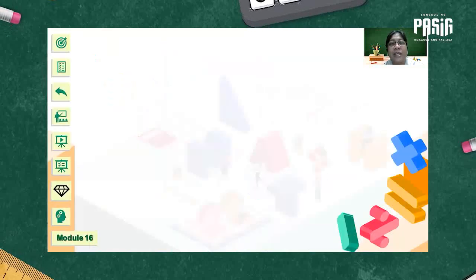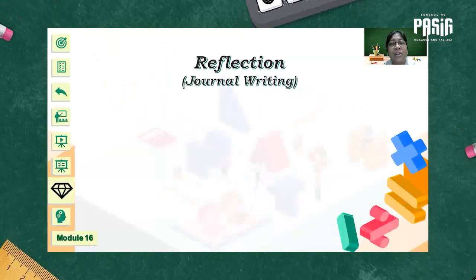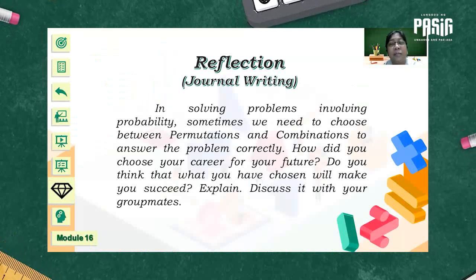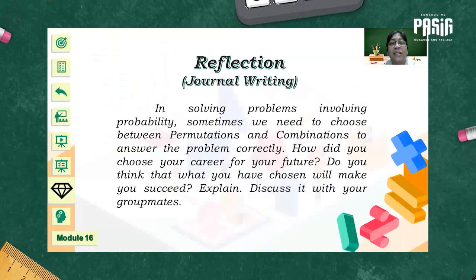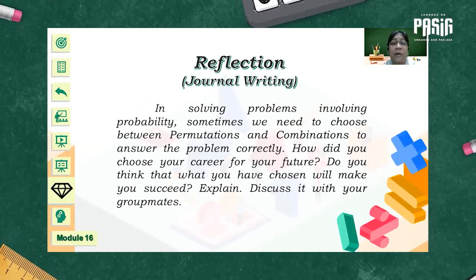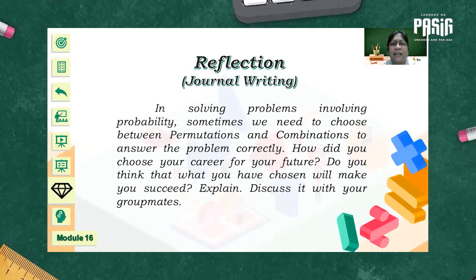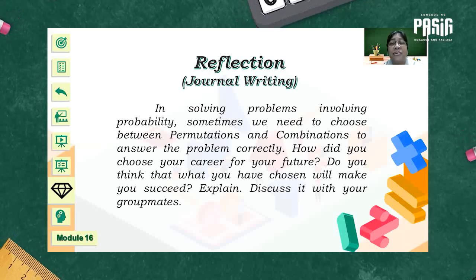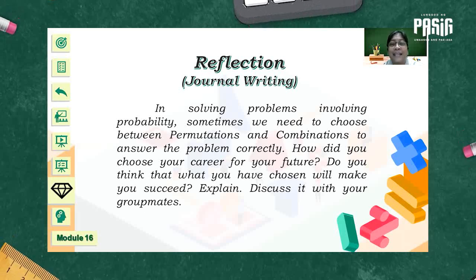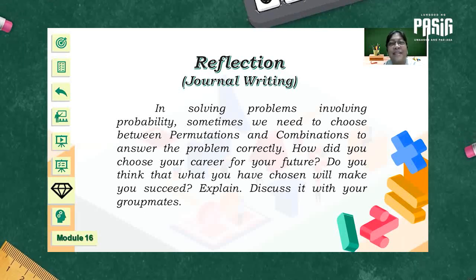For our valuing, in your journal, I want you to reflect on this. In solving problems involving probability, sometimes we need to choose between permutations and combinations to answer the problem correctly. How did you choose your career for your future? Do you think that what you have chosen will make you succeed? Explain and discuss it with your groupmates.